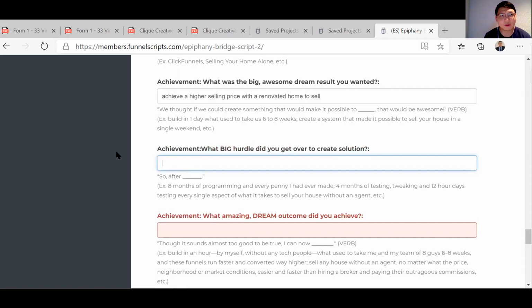The reason is that people need to see that it took a lot of your time and effort to create the offer. Then they will perceive the offer as valuable. That's why. Yeah. So you just make it up.